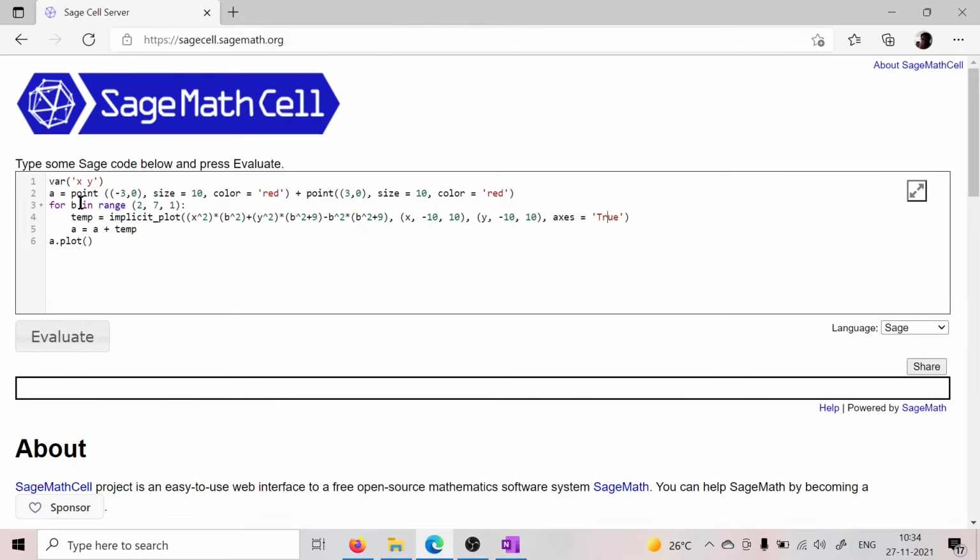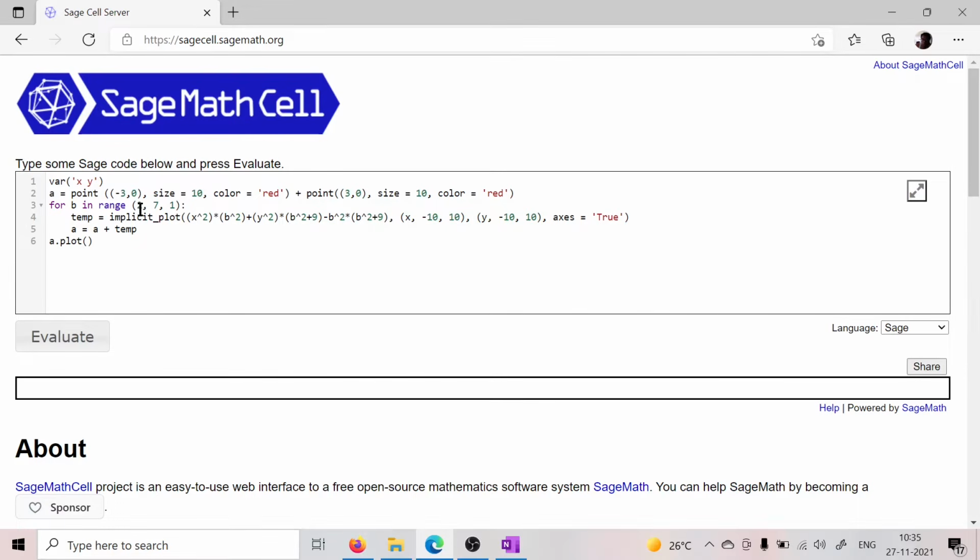Now this for loop runs repeatedly and puts in various values of b, starting from 2 till 7 with increment of 1, and uses each value of b in this implicit plot command. So in the first loop, b value of 2 will be used in this equation. So all the b terms that are written here will be replaced by 2 and the corresponding ellipse, which is x square times (2 square plus 9) plus y square times (2 square plus 9) minus 2 square times (2 square plus 9), will be plotted.